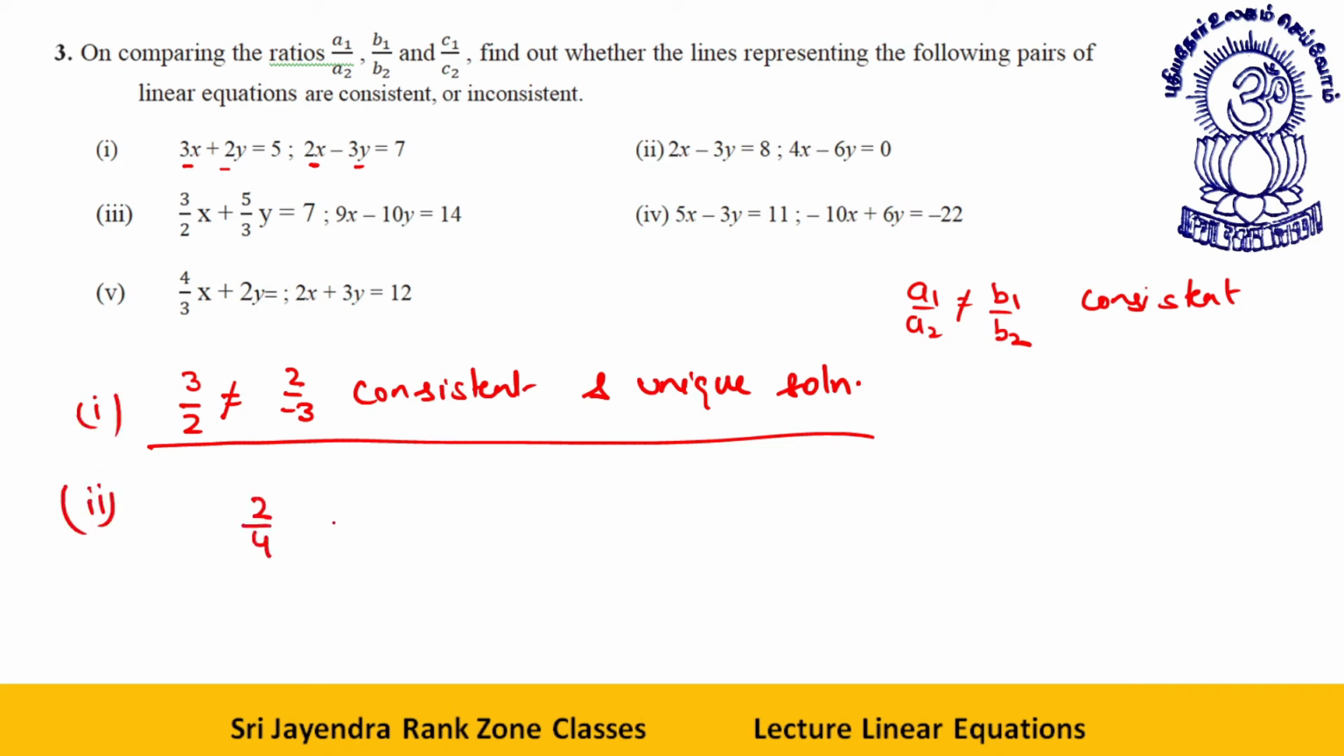Okay, second part. 2 by 4, minus 3 by minus 6. These are equal. But 8 by 0, this is not equal to 8 by 0. If these two are equal but not equal to this, then I say they are inconsistent and have no solution.